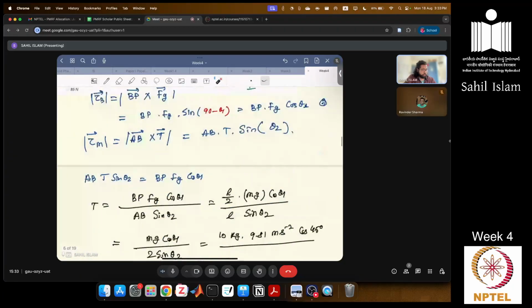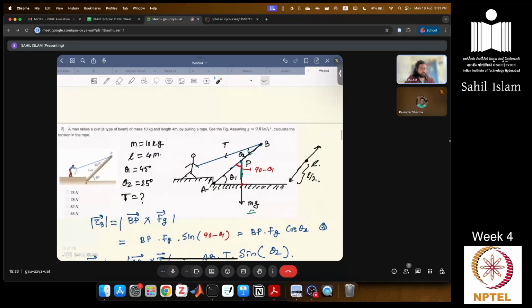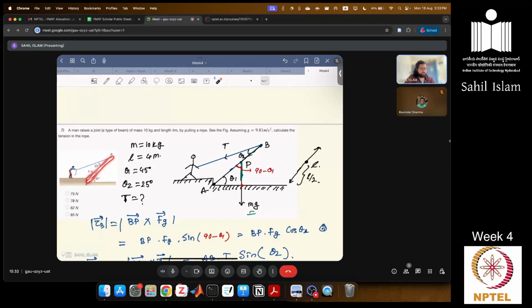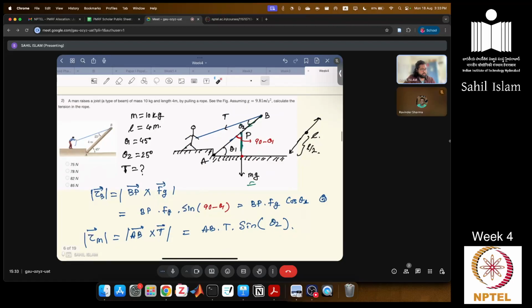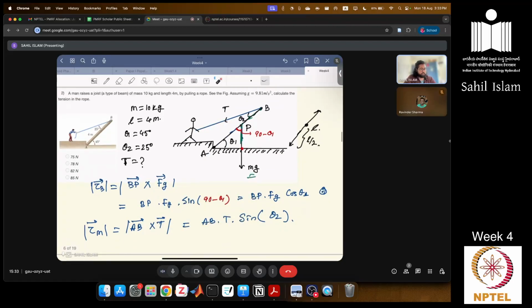Next we are solving this problem where it is stated that this is a beam and there is a rope. One man is pulling the rope like this, and this beam wants to fall due to gravity. You have to find out the tension in the rope, how much tension you have to put, or how much force you have to push. So there will be a torque balance. There will be a torque due to its own mass due to gravity at this point B, and there is a tension. This tension will give another torque to this system.